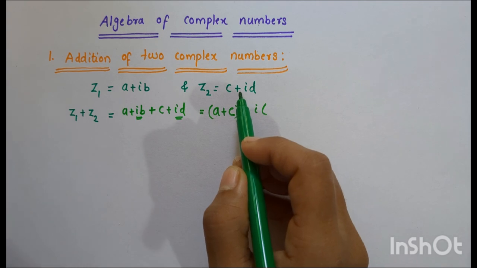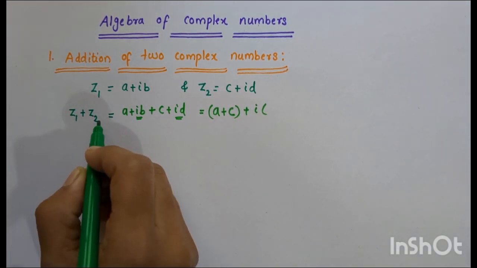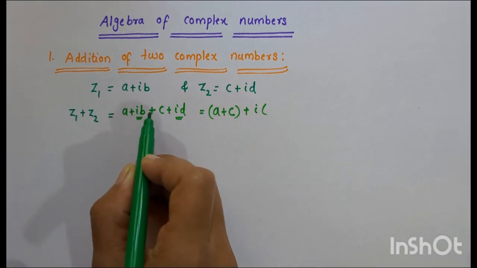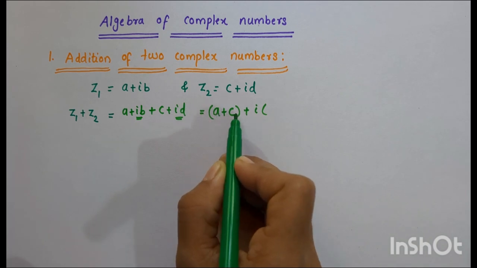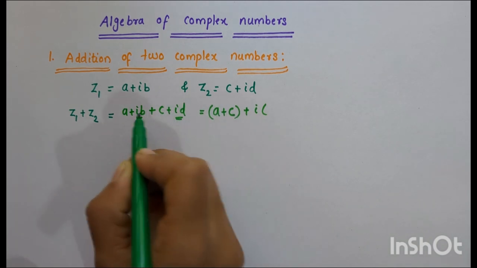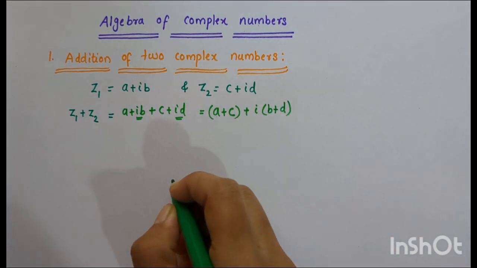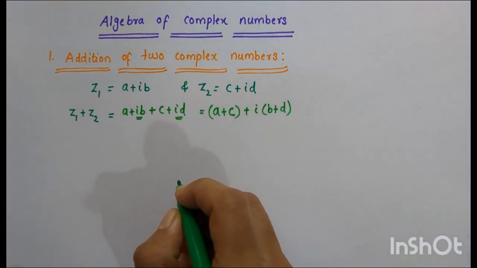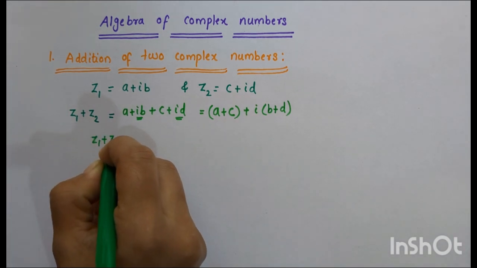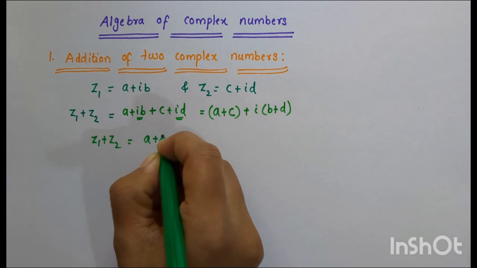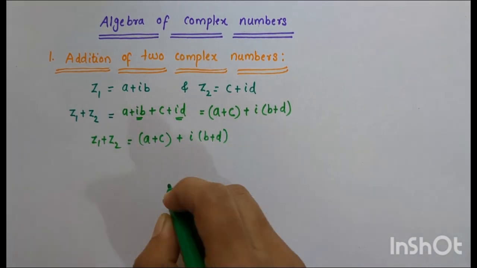So here you see, when we take the sum of these two, addition means sum, no? So z1 plus z2 will be equal to a plus ib plus c plus id. So I am writing this a and c together. So a plus c, plus i is common in these two terms, so i into, we can write b plus d. Okay. So here you see, we can write it as z1 plus z2 is equal to a plus c plus i into b plus d.